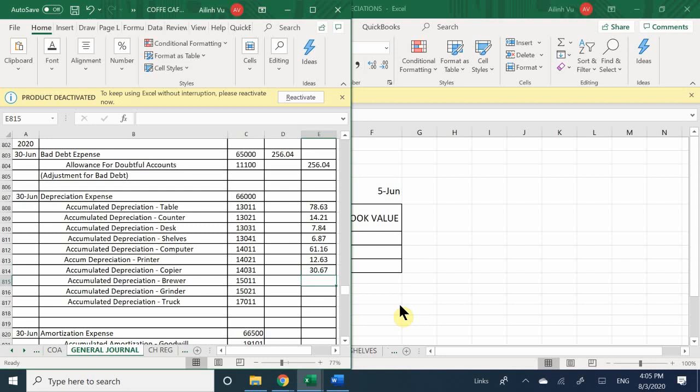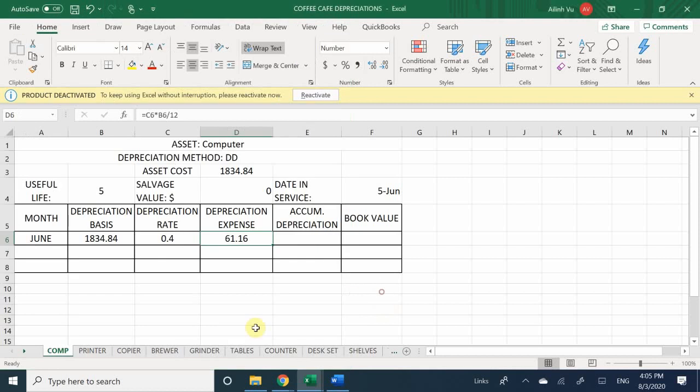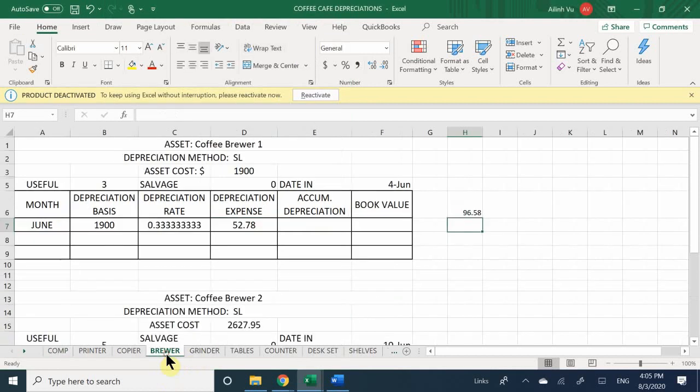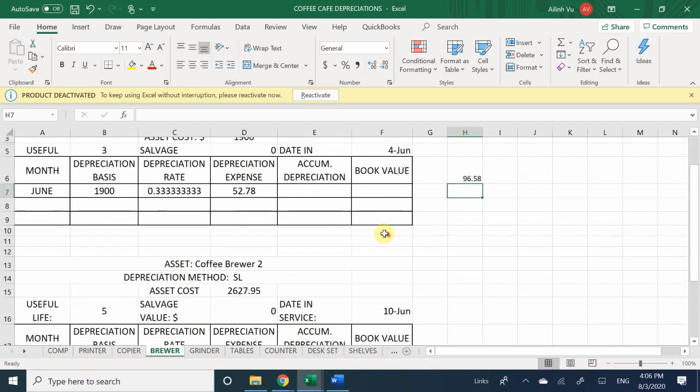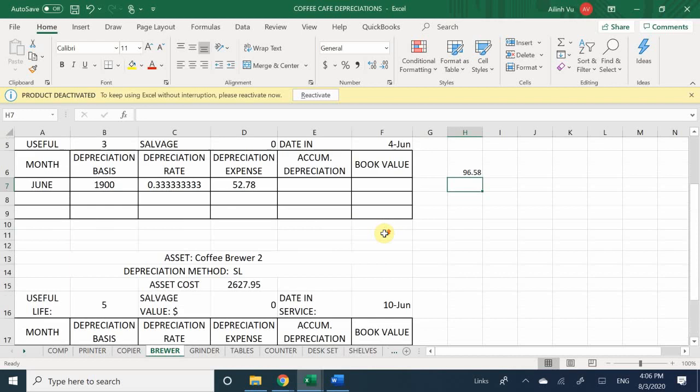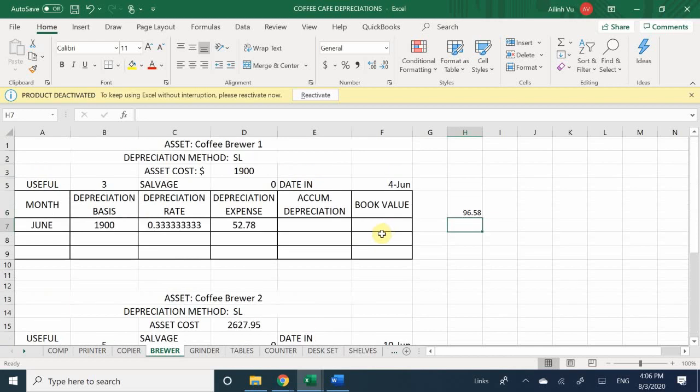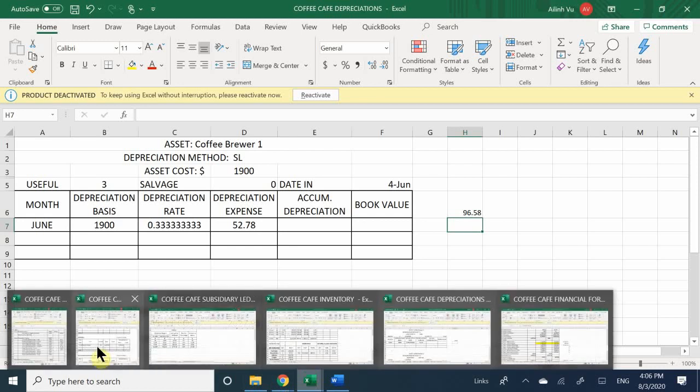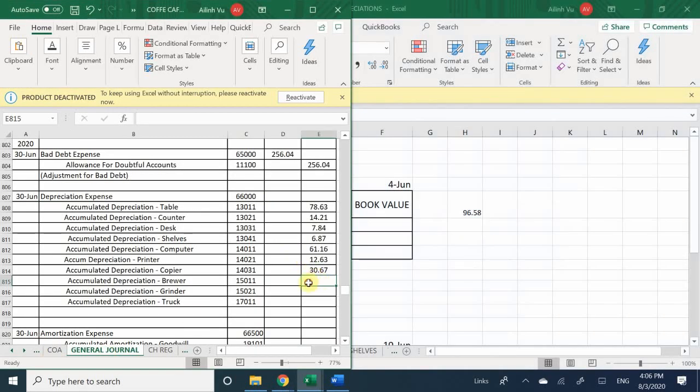All right, what's next? Brewer. You need to add those two numbers together, because we're putting them together. So $52.78 plus the $43.80. That's $93.58? Yes, $93.58.